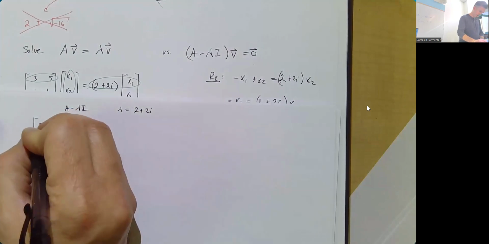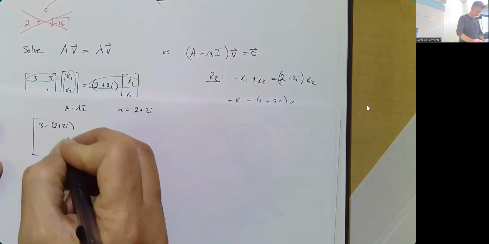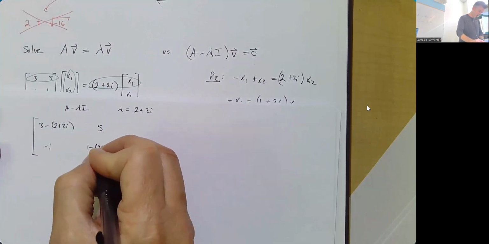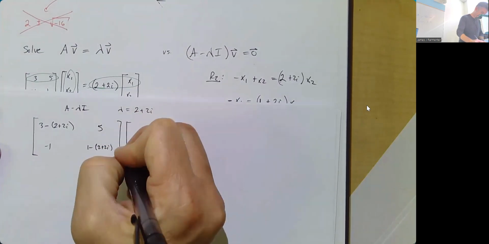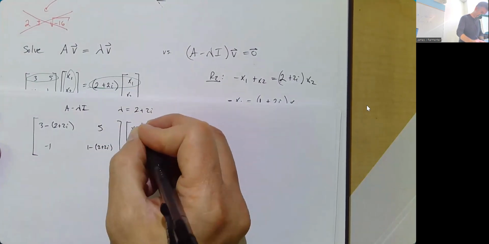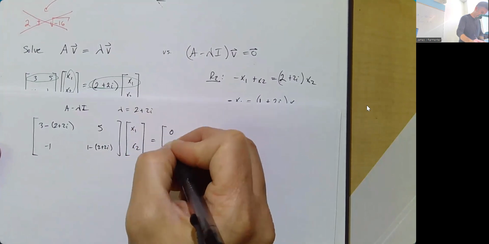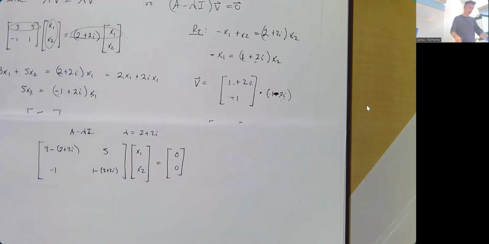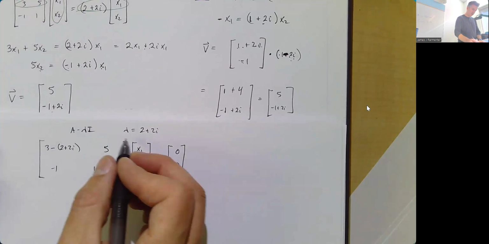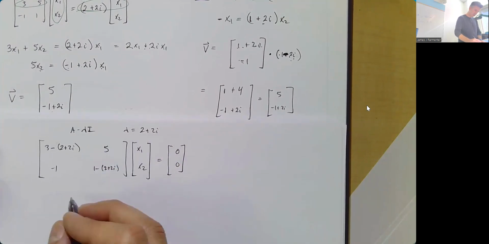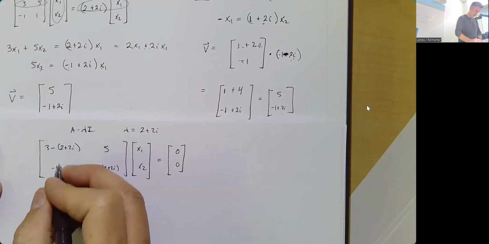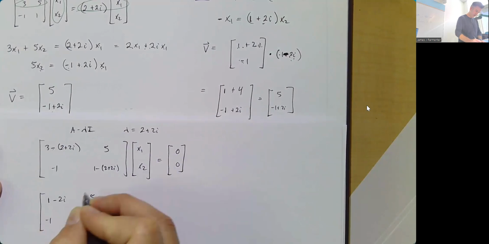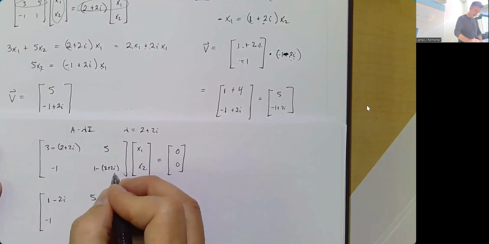So we're going to have the matrix 3 minus (2 plus 2i), 5, -1, 1 minus (2 plus 2i), times our x1, x2 equal to 0, 0. And here you might actually more easily see why both solutions are really eigenvectors. If I rewrite this first equation, I've got 3 minus 2 is 1 minus 2i, 5, -1. 1 minus 2 is -1, and then -2i.